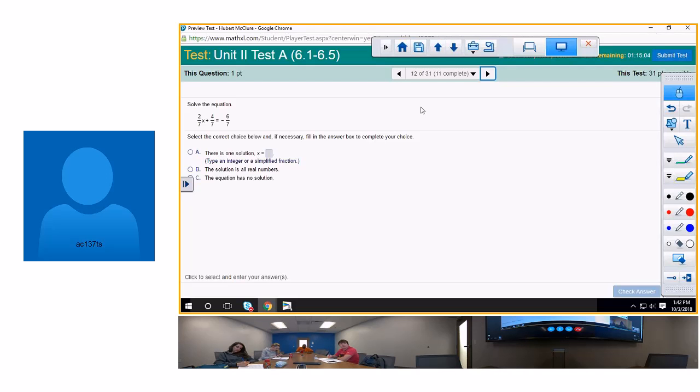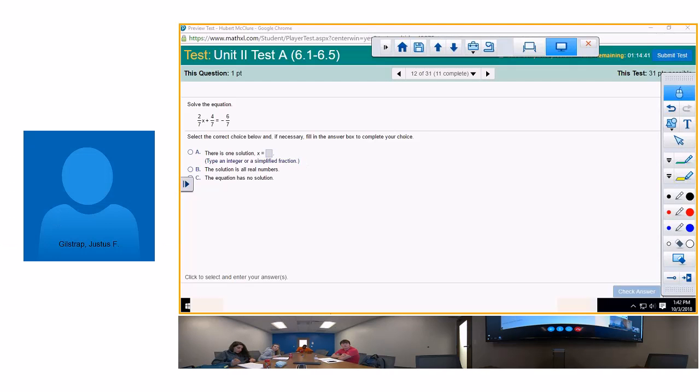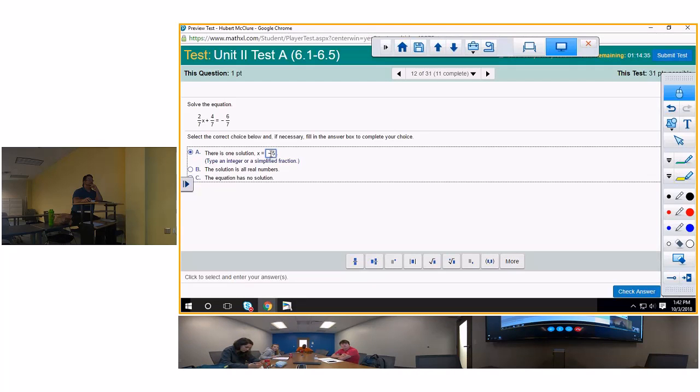You can clear the fraction if you want to by multiplying through by 7. That's really not going to change anything. You still get 2x plus 4 is equal to negative 6. And minus 4 is negative 10. I get negative 5. What do y'all get? Y'all just blurt it out when you get it. Negative 5 should be what you got. I cleared the fractions in my head and just subtracted the 4. That would give you a negative 10, and 2 goes into negative 10, negative 5 times.